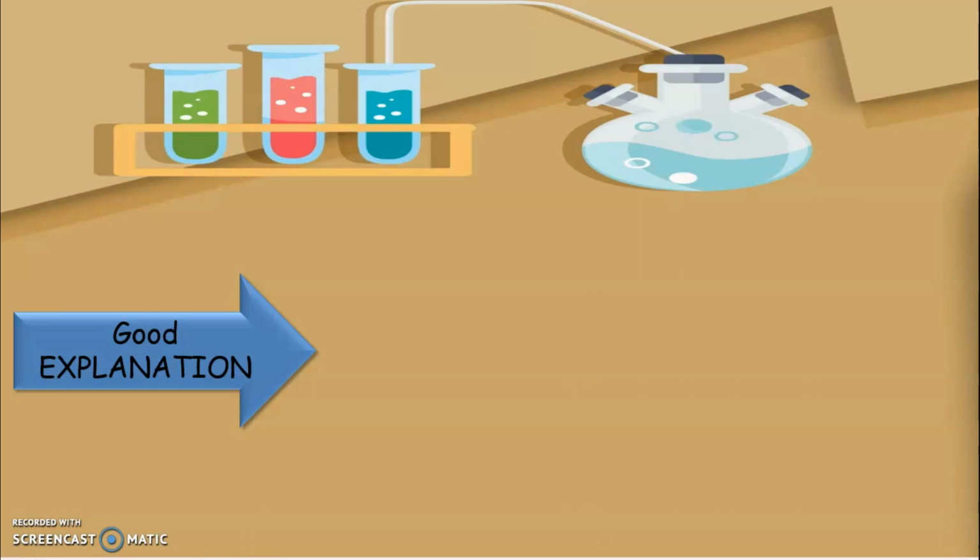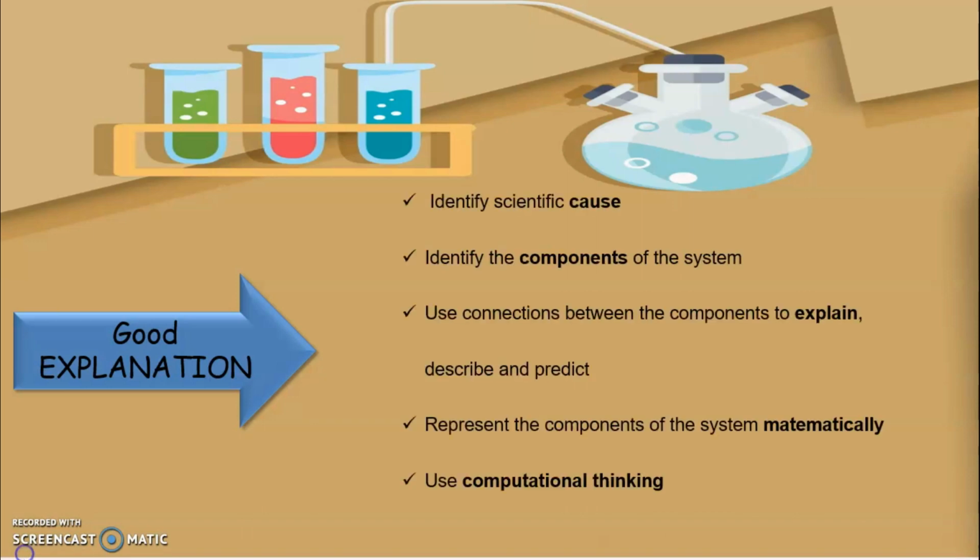Now, we move to what makes a good explanation. It should always have cause, and then, if we're looking at the things that we are trying to explain, we should identify the component of the system, and then how do those connections between the components explain, describe, and predict. This will be the element of a good explanatory model.